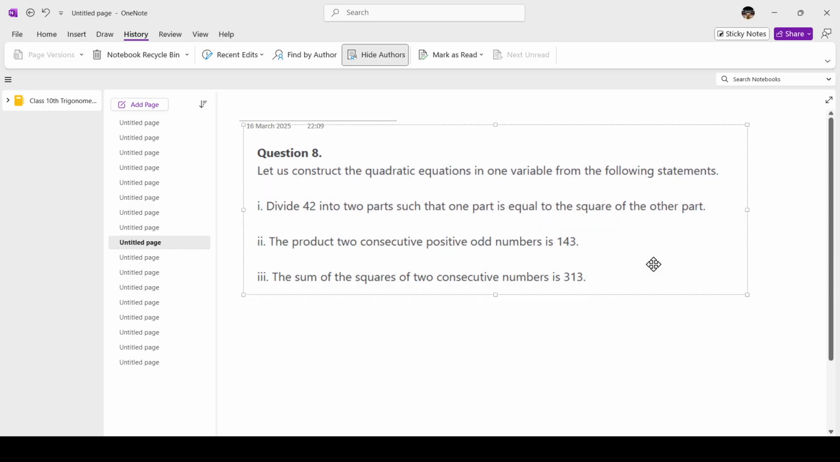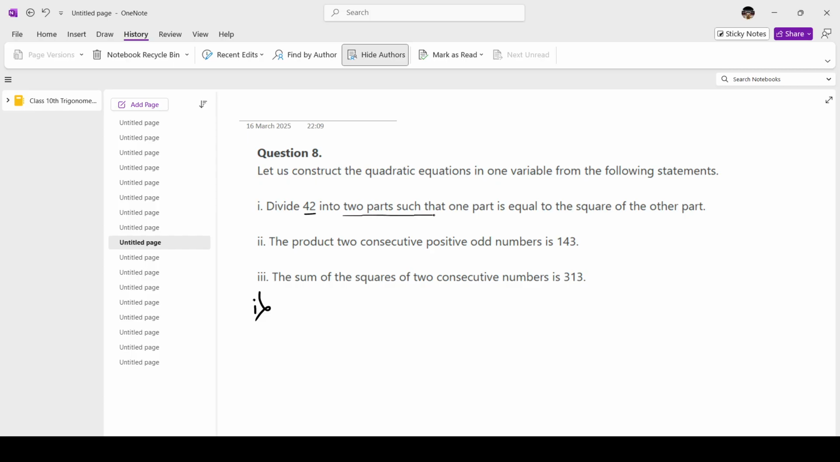Now here the main question is we have to form the quadratic equation for the following statements. See, the first question has been asked: divide 42 into two parts such that one part is equal to the square of the other part. So the first part will be the square of the other part.